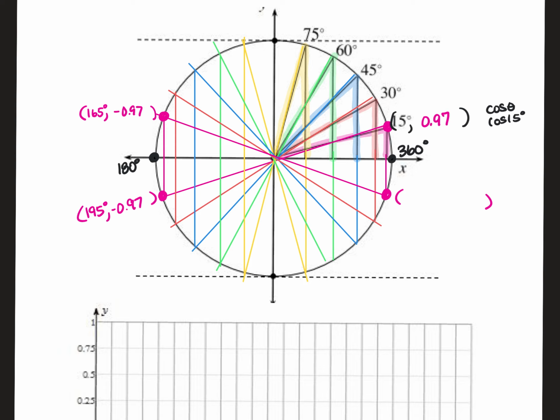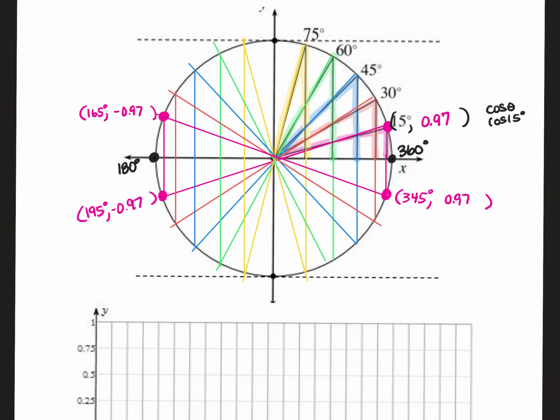And then finally, we're at 360 and we move backwards from 360 by 15 degrees. So that's 345 degrees. And then our cosine value, which tells us the length of the base of our triangle, this time moves to the right. So it'll be positive 0.97.